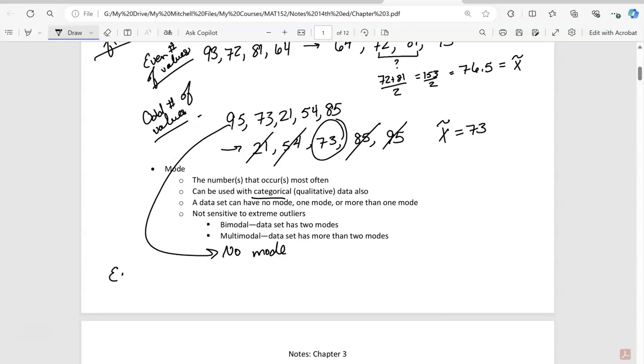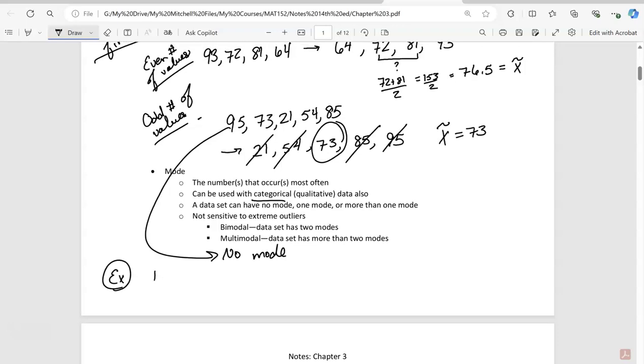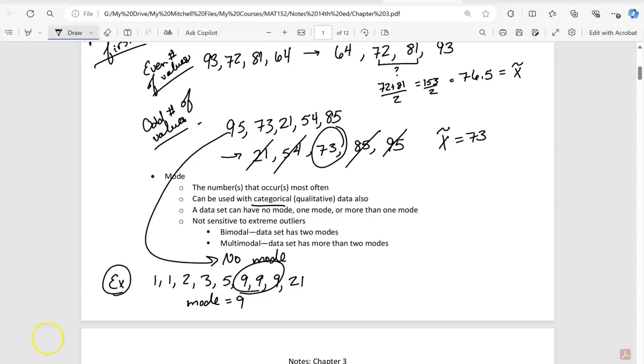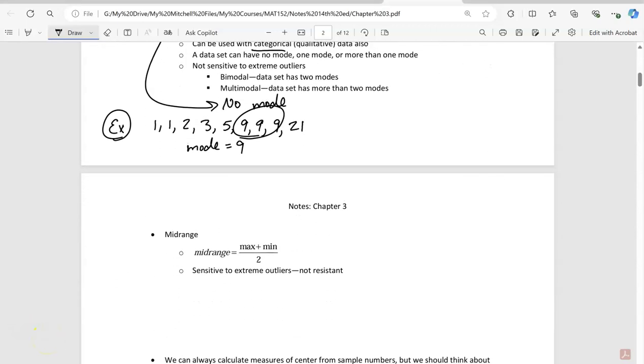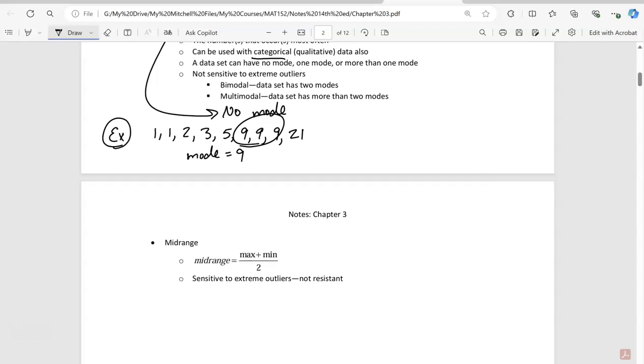Let's look at another data set. Suppose we have a data set that looks like that. If we were looking at the mode, it would be the number that happens most often, and that would be 9. And then we're going to see this other thing called mid-range. So the mid-range is really just the biggest value plus the smallest value divided by 2. So it's the average of the biggest and the smallest values. Because it's using the biggest and the smallest, it's very sensitive to outliers.